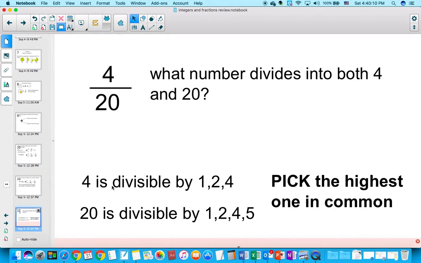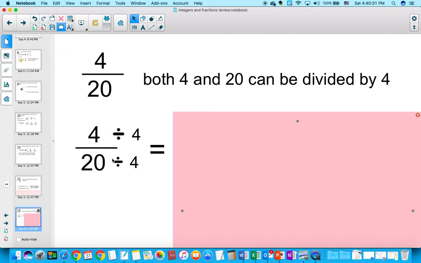Well, the highest number that divides into 4 is 4, so we use 4 here. And the highest number that divides into 20 is 5, but it doesn't divide into 4, so we can't use 5. It has to be the same number. If you use a different number, you're not doing anything. So you have to go back and use the 4. They match. They're the highest number they have in common. So you divide both the top and the bottom by 4. Right?